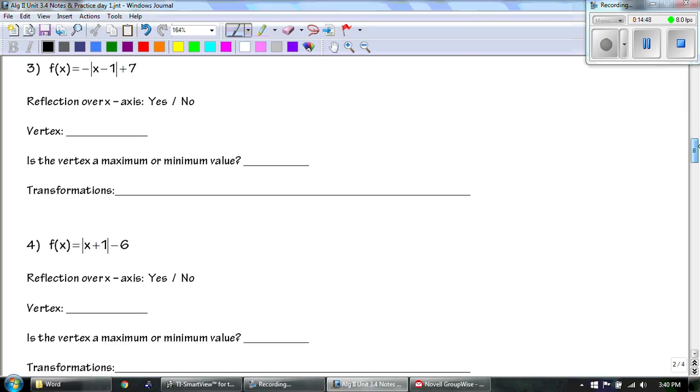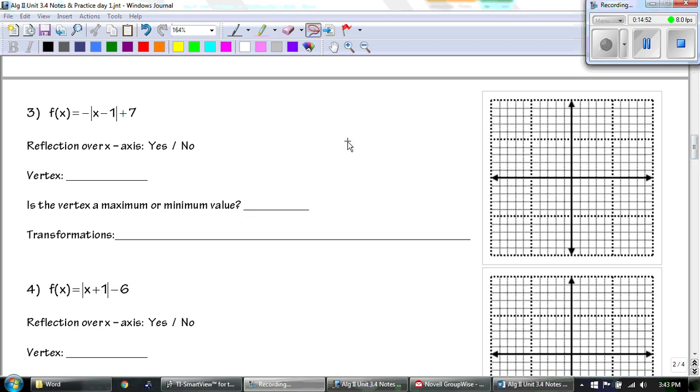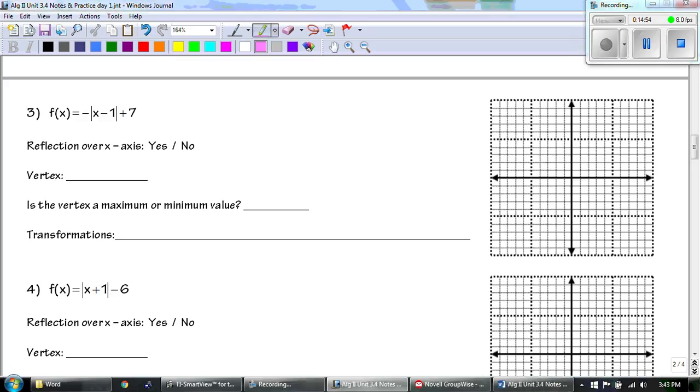Okay. And of course, my graphs would disappear. Hold on. Okay, there we go. So let's go through these. For number 3, is there a reflection? Yeah, so I know that this is going to be going down. So since I know it's going down, that means I'm going to have a max, and I'll prove it to you in just a second.